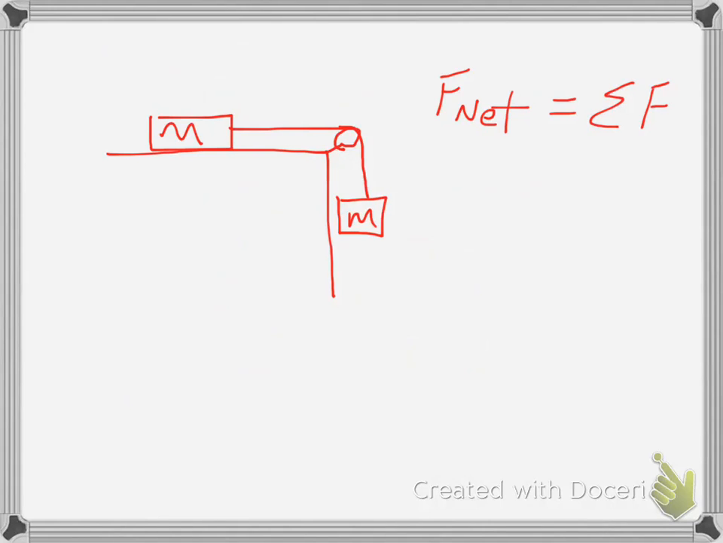And whichever way F net is going, then we know that F net's direction is the same as the acceleration direction.